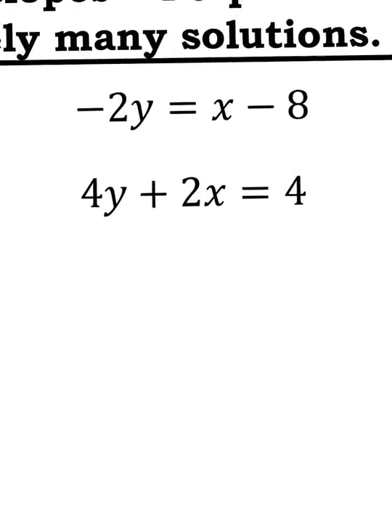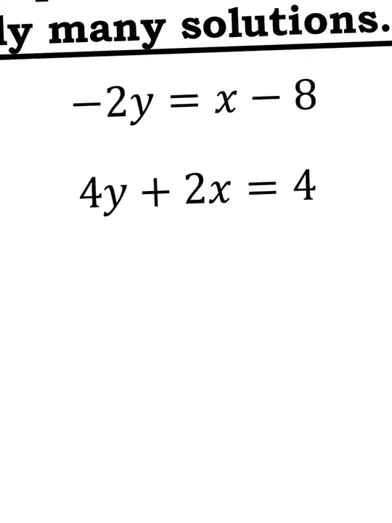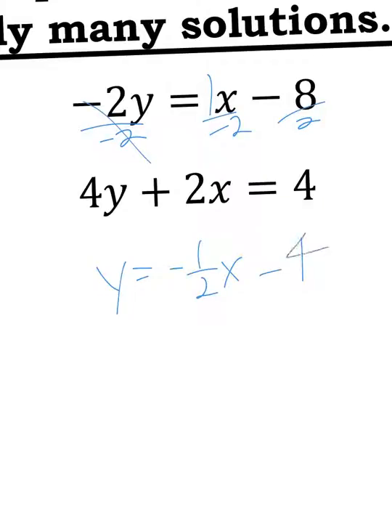All right, let's move on to the next one. I can divide everything here by negative 2. So that gives me y equals, and remember that's like a 1x, so this is going to be negative 1 over 2x minus 4. And so that gives me an m, or a slope, of negative 1 over 2 and a starting point, or a y-intercept, of negative 4.